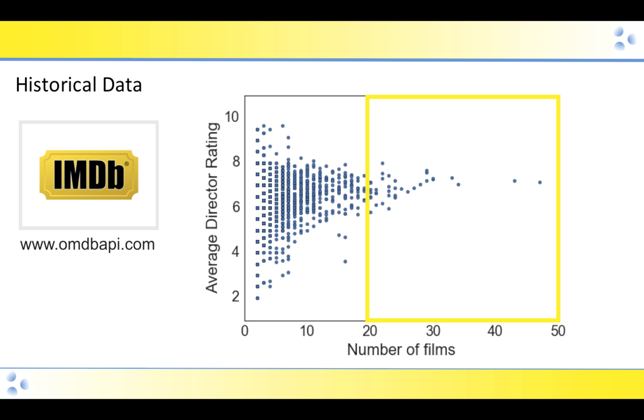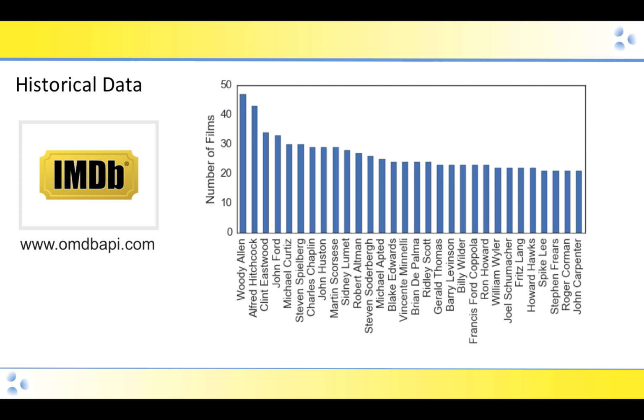I dig a little bit deeper for directors that have 20 or more films, because there are only a handful of those directors. Looking at the number of films that these directors made, that's topped by Woody Allen, followed by Alfred Hitchcock, Clint Eastwood, John Ford, and then so on down the list.